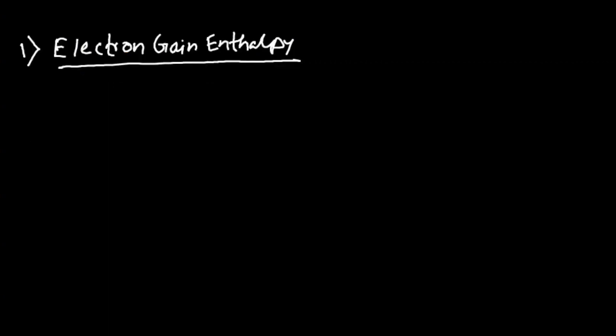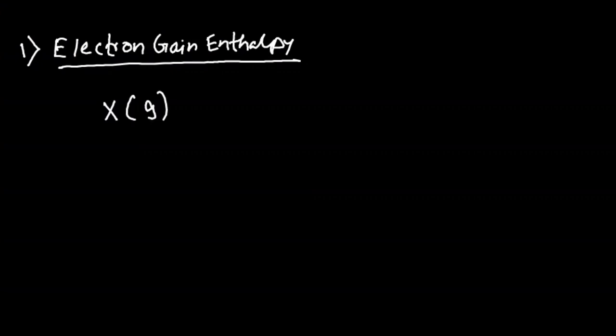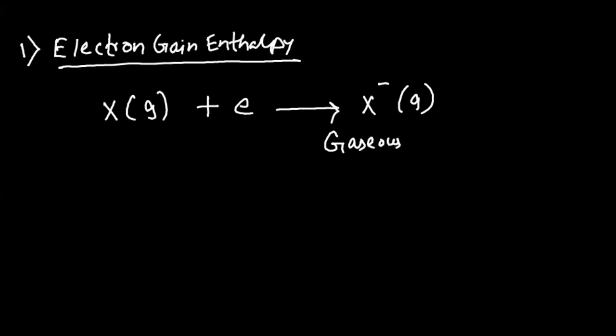Now, what does this word mean? It is defined as the enthalpy change involved when an electron is added to an isolated gaseous atom. Suppose X is an isolated gaseous atom. So, when an electron is added to it, it will form a gaseous anion. That means X minus, carrying a unit negative charge. That means it forms a gaseous anion.